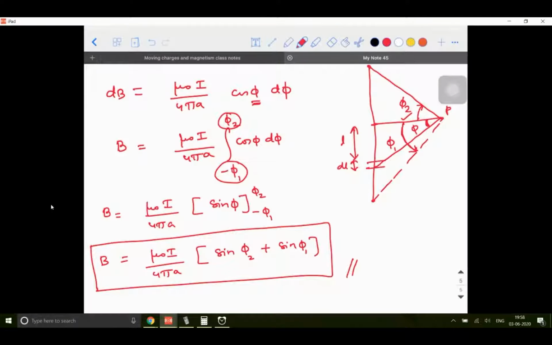One thing I want you to clearly understand is that phi 2 and phi 1 are the angles made with the horizontal by the extremes of this wire at point P, the point where the field is to be calculated. So you need to remember the angles like this. The formula is mu naught I divided by 4 pi a into sin phi 2 plus sin phi 1. Is it clear? If it is clear, I will proceed to the next part.